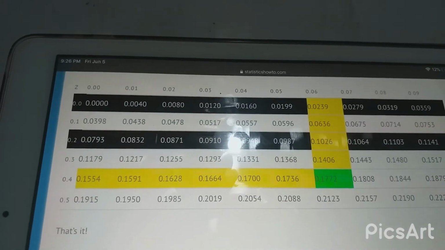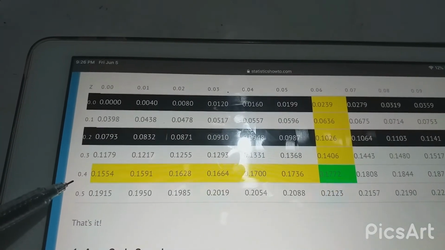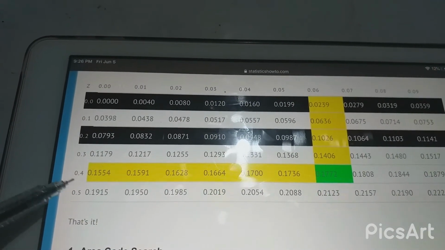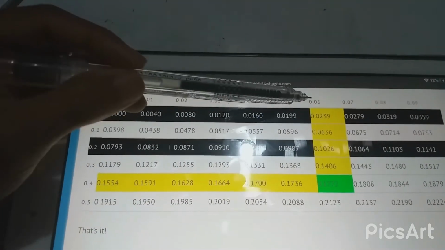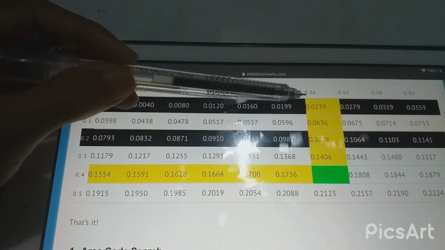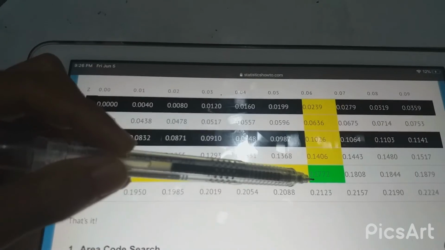For example, if you are asked to find the area between 0 and 0.46, look up 0.46. The table illustrates the result for 0.46: 0.4 in the left-hand column and 0.06 in the top row. The intersection is 0.1772.